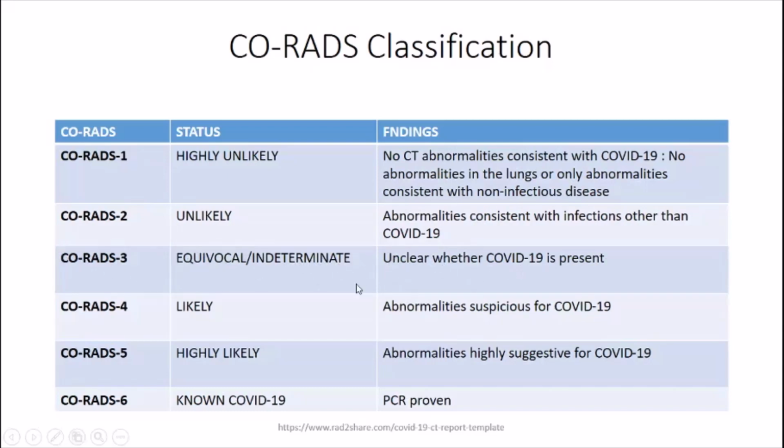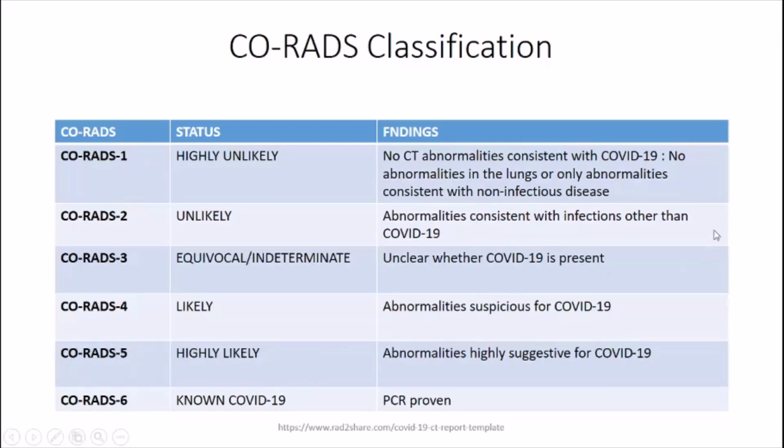CO-RADS 3. And then if it's likely, we have suspicious abnormalities, bilateral ground glass opacities, posteriorly located, subpleural, maybe in the lower lung lobes, either ground glass or consolidations or mixed, all the changes that I have mentioned, the most common ones I'm talking about. If you see some of them, it's likely to be COVID. But if you see a typical picture like I have shown in the case examples, then it's a highly likely case of COVID-19, or CO-RADS 5.